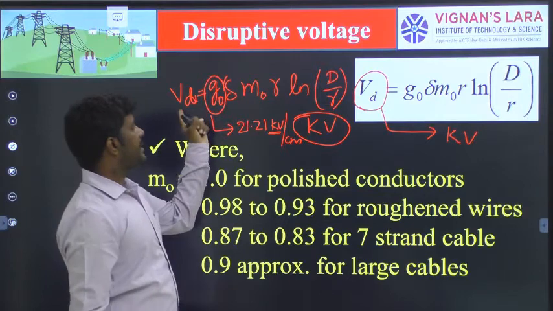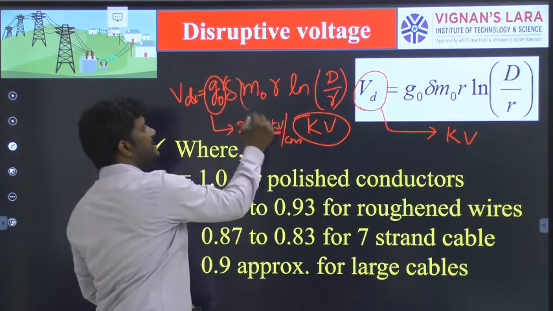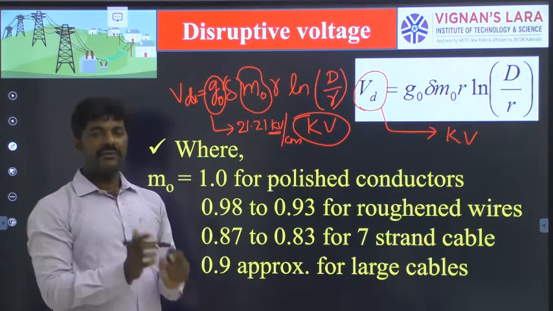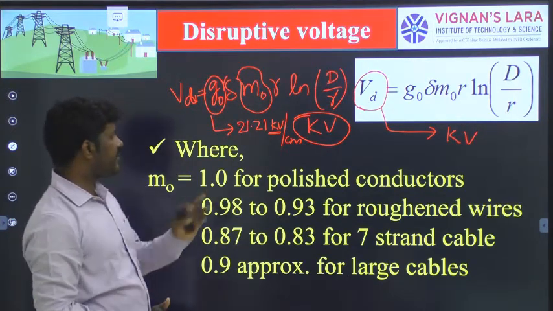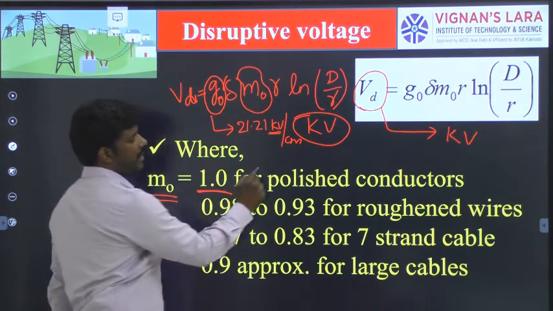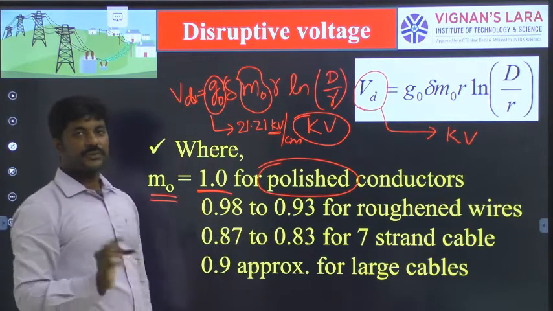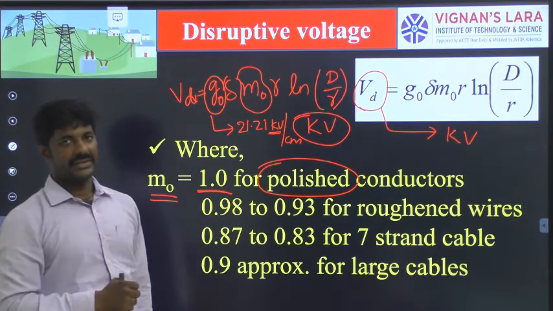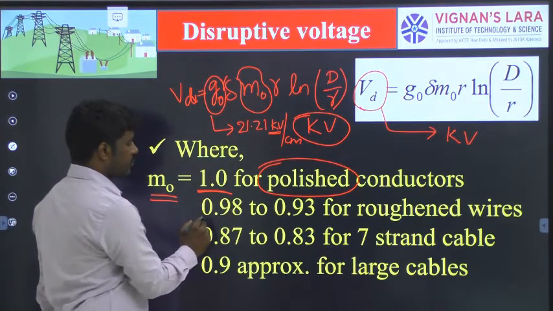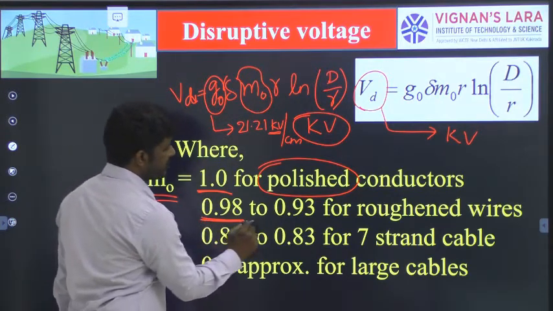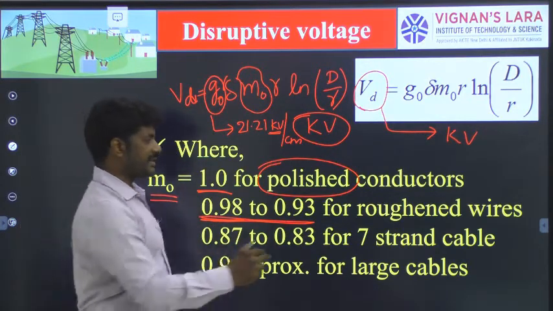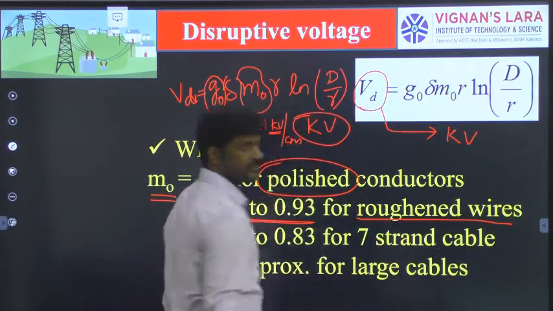Out of this entire magnitude, M naught is the irregularity factor, which is less than 1 and varies from case to case. Let us identify what that M naught is. Its value is equal to 1 for polished conductors, meaning smooth conductors, as we told in the starting. Whereas M naught varies between 0.98 and 0.93 for rough-surfaced conductors, for rough wires.